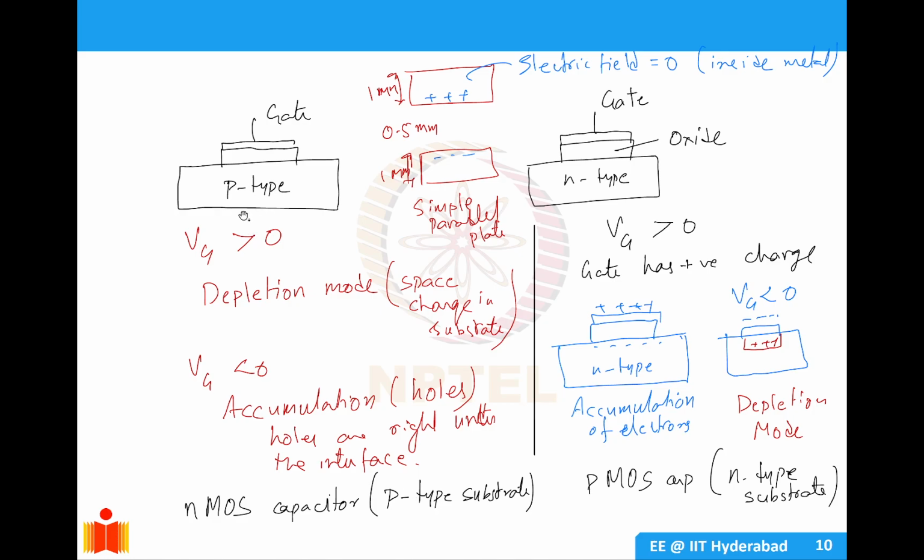So if the substrate is p-type, we assume the metal is n-type doped, and if the substrate is n-type, we assume the metal is p-type doped. Hence we call it NMOS, which is n-metal oxide semiconductor, and here it is PMOS, which is p-metal oxide semiconductor.